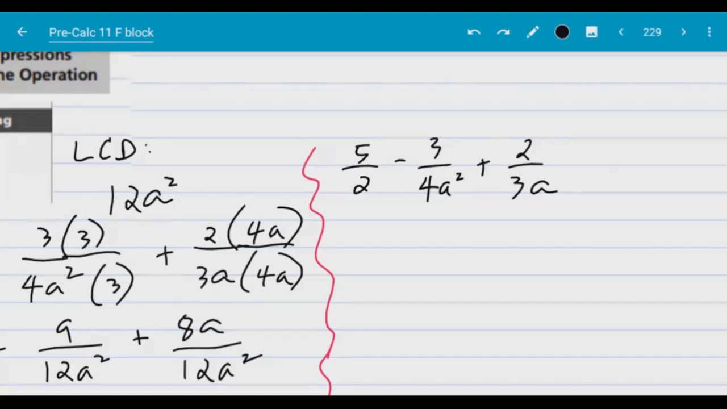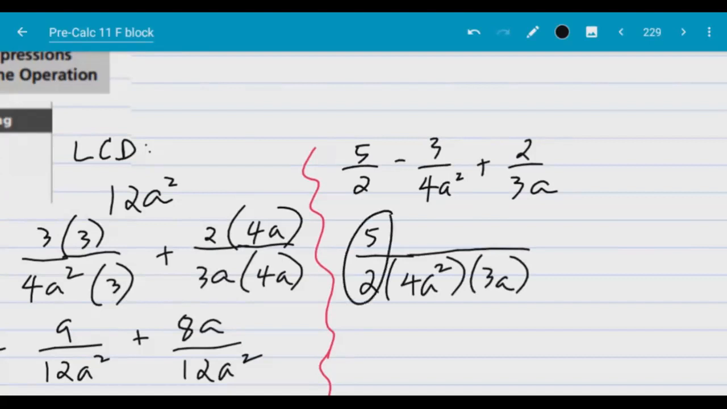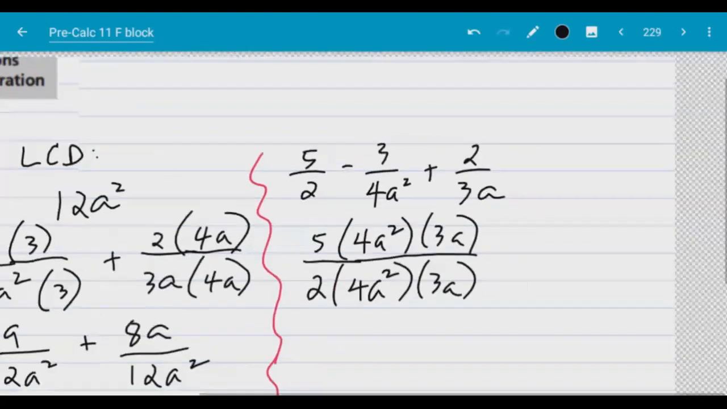Now, if that is what you're going to do, this first fraction already has a 2. I'm supposed to multiply it by 4A squared and 3A. All right. Again, just bear with me here. Since our original fraction is just 5 over 2, whatever you multiply to the bottom, you multiply to the top. Once again, you may or may not like this one. It is entirely up to you.